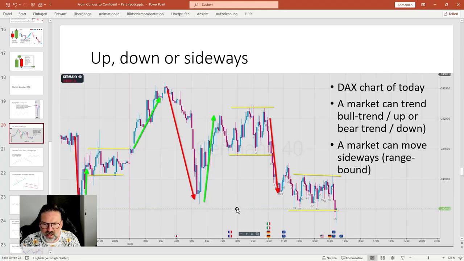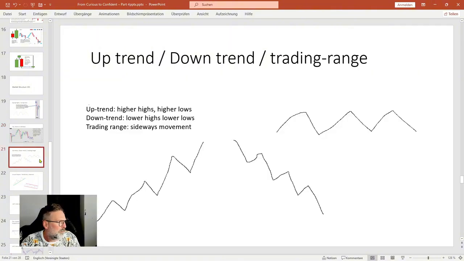We call that a trading range, or simply a range, or we say the market moves range bound or sideways. It's all the same. If the market moves up or down, we call that a trending market. If it goes up, it's a bull trend. If it goes down, it's a bear trend, right? So how can we discern technically what's the definition of an uptrend or a downtrend?